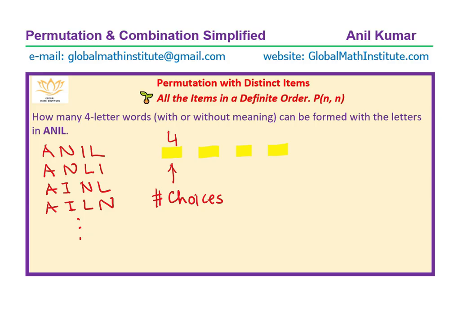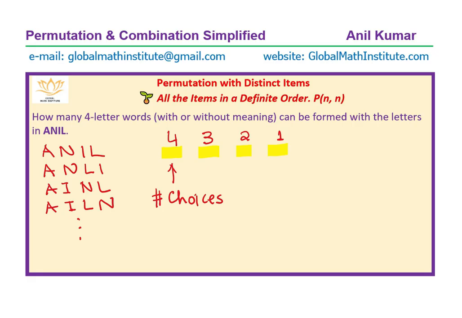Great. Once you fix that number, or in this case a letter, let's say A, we are left with three others. So for the next position, we have three choices. And once that is fixed, we are left with two choices and then only one choice. So you can see that, working independently, we could have those many selections: 4, 3, 2, and 1.